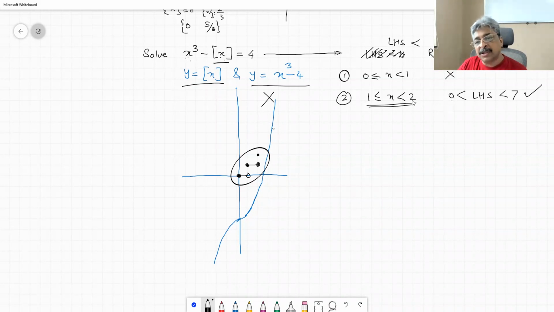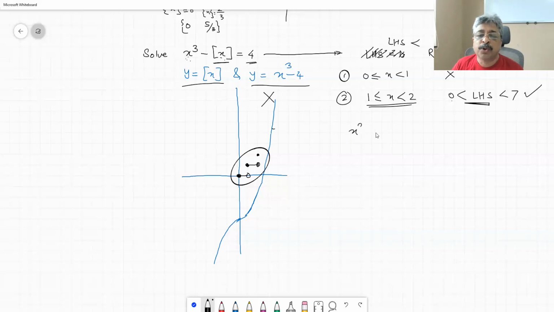And if you put x is equal to a little less than 2, you can calculate for 2: 8 minus 1 is 7. Therefore, LHS is caught between 0 to 7. That is what we want. RHS is also between 0 to 7. And then, once you know the greatest integer part of x is 1, you need to only find out the fractional part. And how are we going to do that?